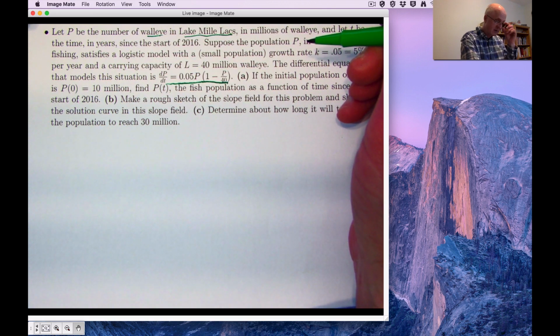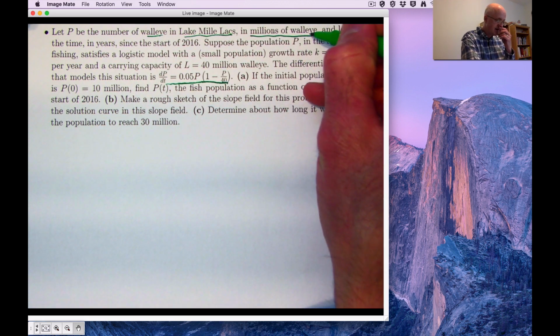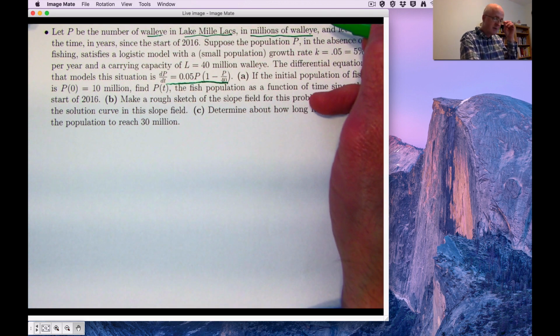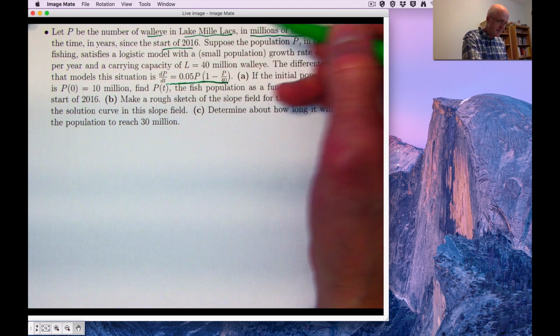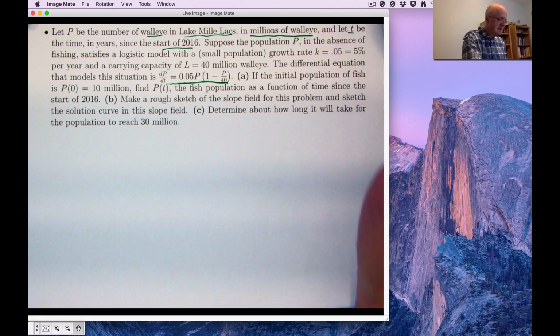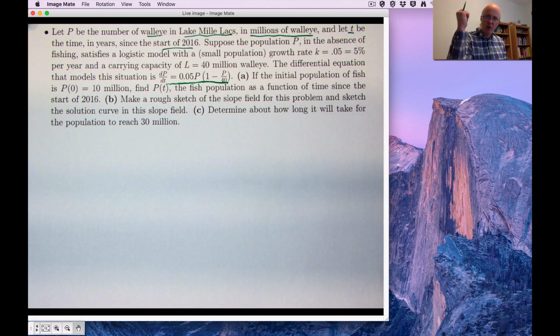I would guess millions of walleye. This is in millions of walleye. I actually did not look that up, so I don't know for sure, but that seems reasonable to me. It's a very big lake. You can't even see across it when you're on the shore. Let t be time since the start of 2016. So we're saying t equals 0 is like stroke of midnight into 2016.